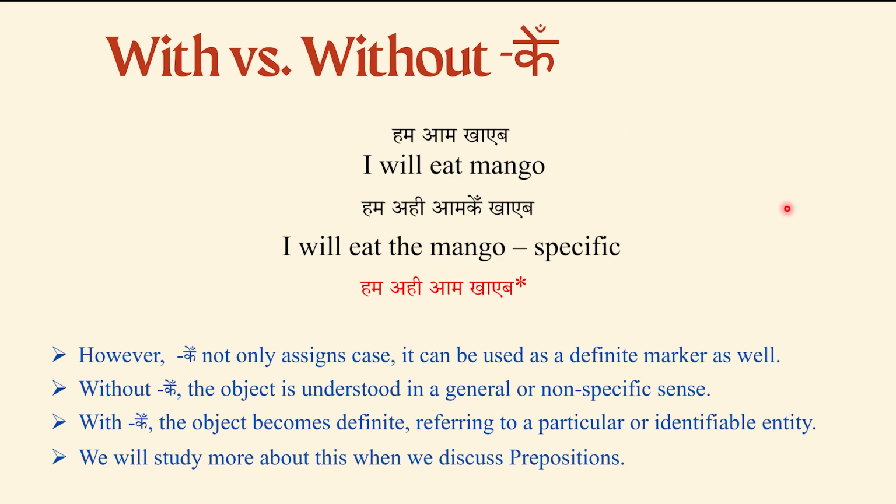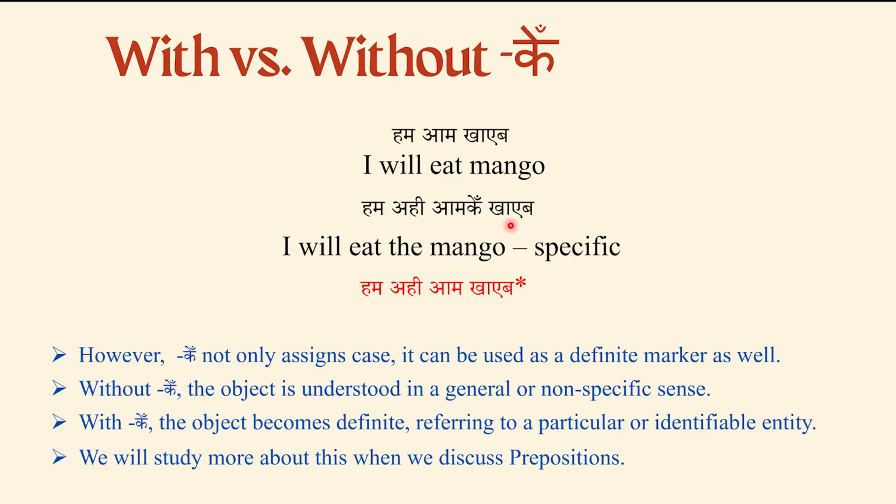Now, should we use ka or not? Even in English you have seen that we sometimes use to and sometimes not. So, let us look at some examples. Hom aam khayab, I will eat mango. That is a simple sentence with no ka marker given. So, here aam is an object, but there is no ka marker added. But look at the next sentence. Hom ahi aam ke khayab, I will eat this mango itself. That means here something has been specified.